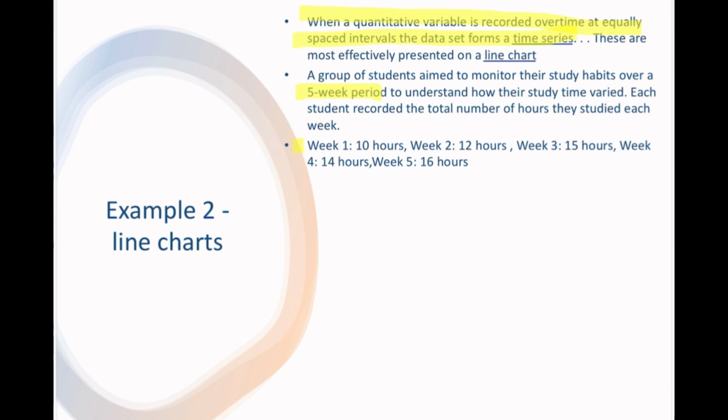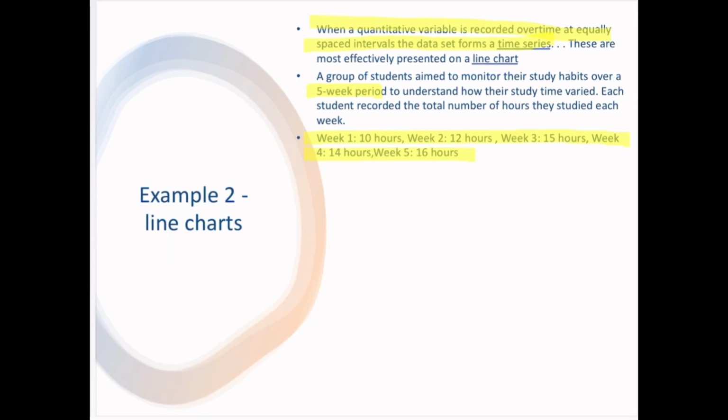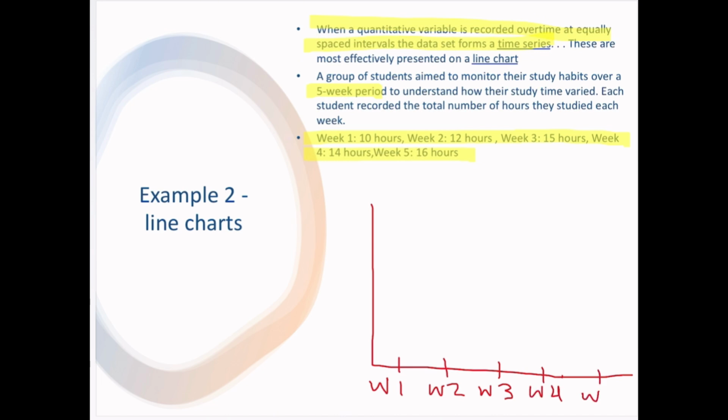So for week 1, the students recorded 10 hours, week 2, 12 hours, week 3, 15 hours, week 4, 14 hours, and week 5, 16 hours. So to draw a line chart, we're going to start just like we did for a bar chart and draw an X and Y axis. On the horizontal, we're going to put the week. So we're going to put week 1, week 2, week 3, week 4, and week 5.